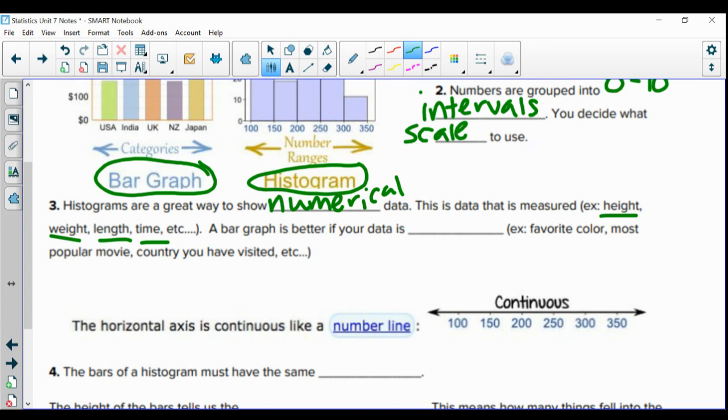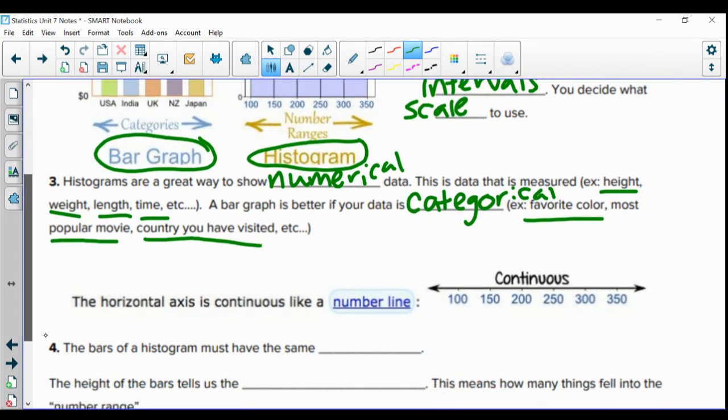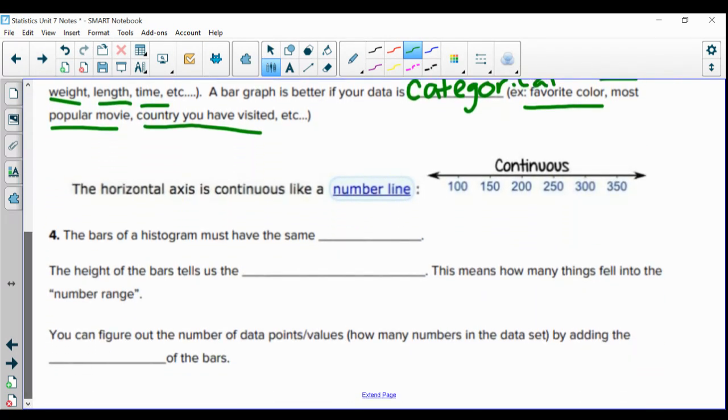Bar graphs are better to use with categorical data. And categorical just means using categories. And examples of those are, what's your favorite color? Well, I like red, green, blue. Those are categories of colors. And that's what bar graphs use. What's your favorite movie? What countries have you visited? What sports do you play? Those are other examples of categories that can be used with bar graphs.